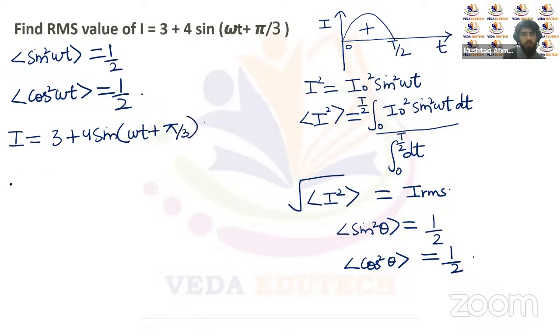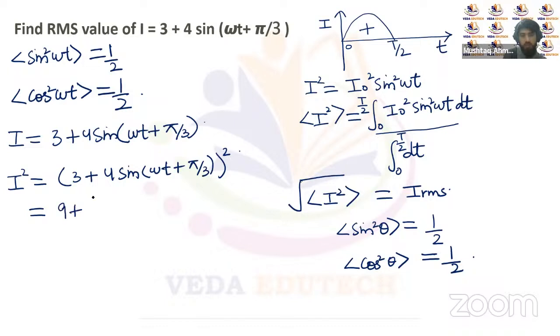So what we'll do is square this first. Let's square it. So it will be (3 + 4 sin(ωt + π/3)) whole square. Now we can expand it as (a + b) whole square. So it will be a square, that's 3 square, that's 9, plus b square, it will be 16 sin square(ωt + π/3).